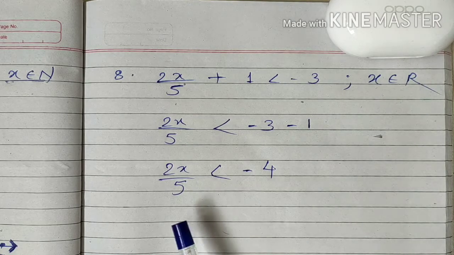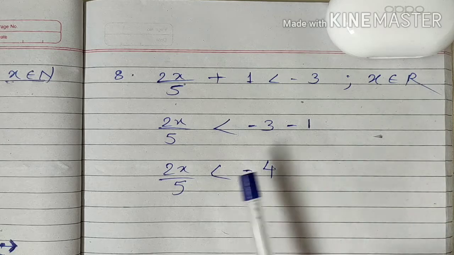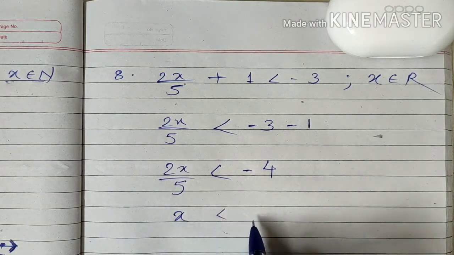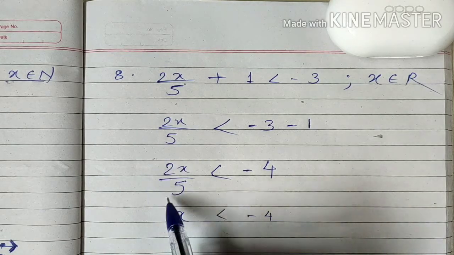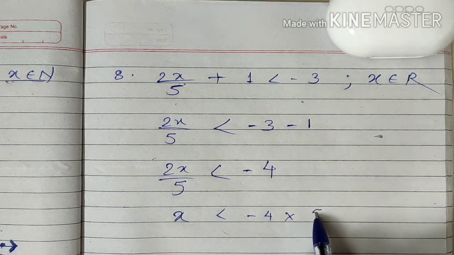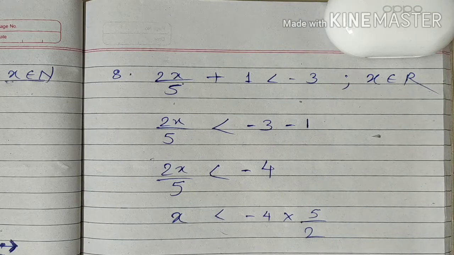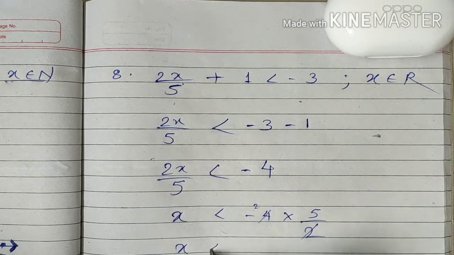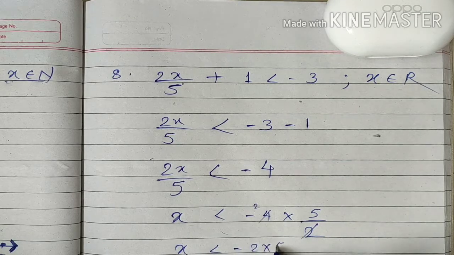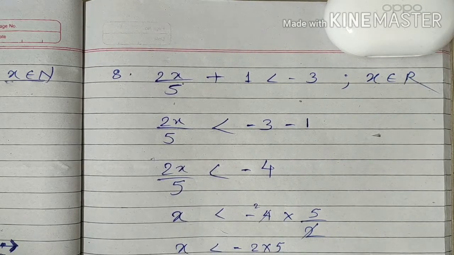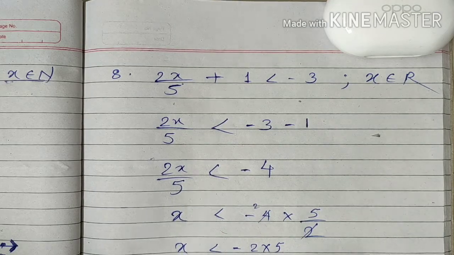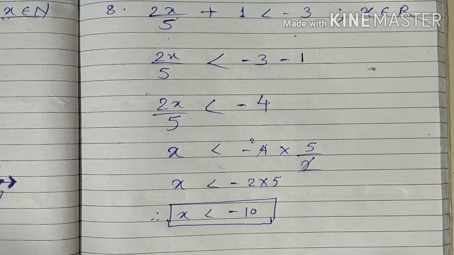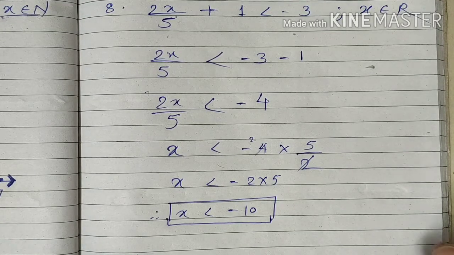Then 5 is in the division, going that side goes for multiply, and 2 is in the multiply, shifting that side goes for division. That means when we shift 2 upon 5 to that side, it becomes a reciprocal. Got it? 2 ones are 2, 2 twos are 4. So therefore the value of x is minus 2 multiplied by 5. Therefore x will be minus 10. Okay. Value of x will be less than minus 10.